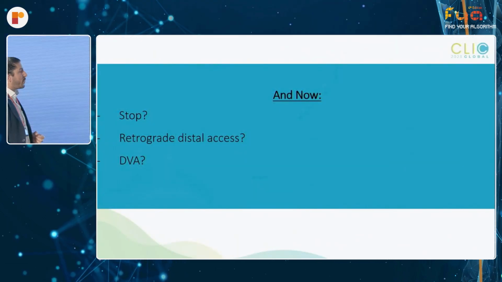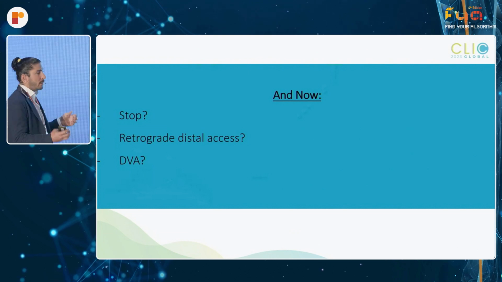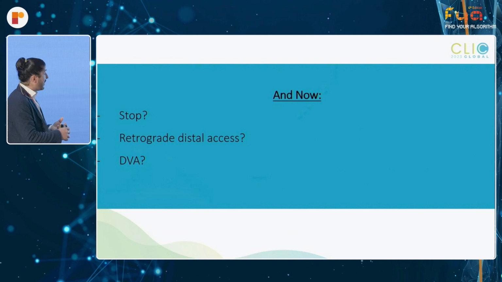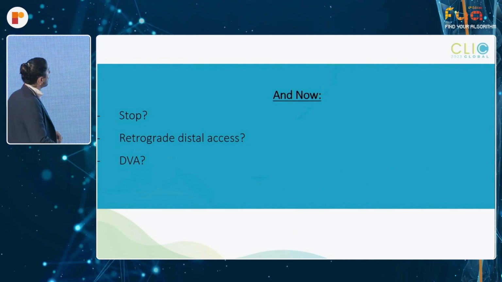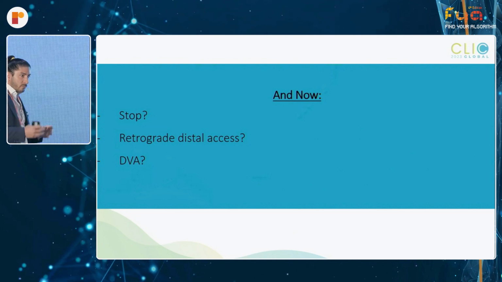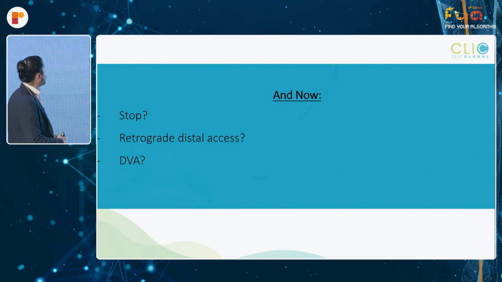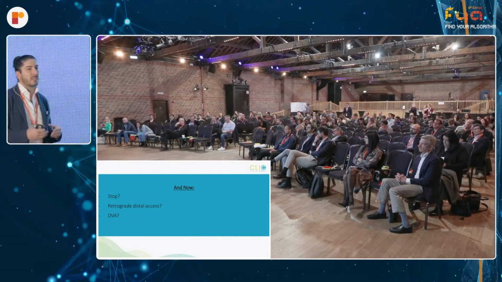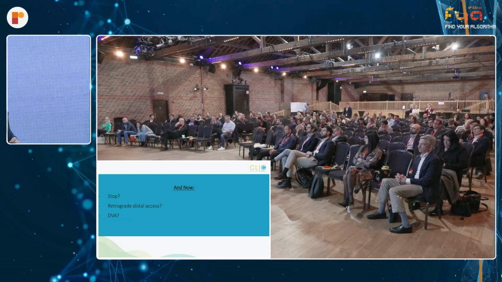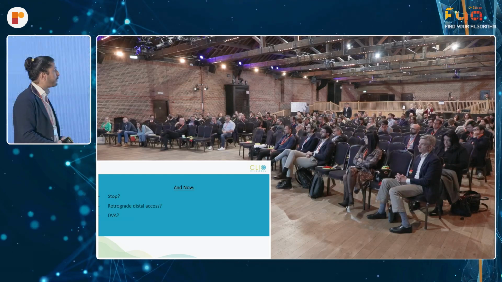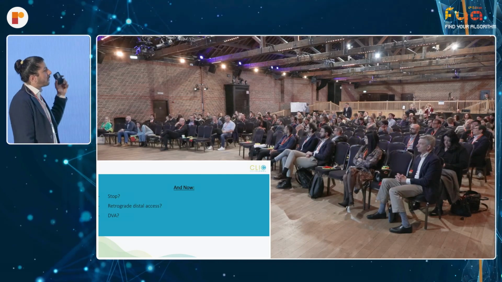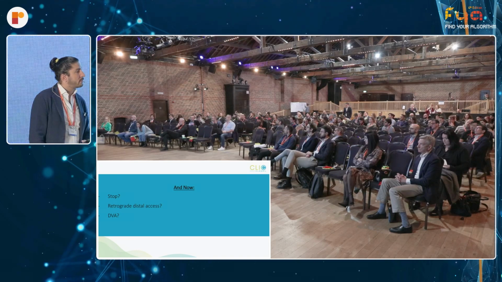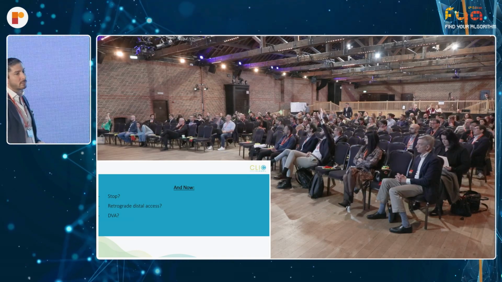And the last question. Now, we did SFA, we did POP, can improve peroneal if needed, so we can stop. Who wants to stop? Who wants to go retrograde for distal access or so on? Who considered the patient a no-option patient and said, okay, let's do a DVA? Again, like green, yellow, red, and you raise your hand if you want to try to go for the peroneal.